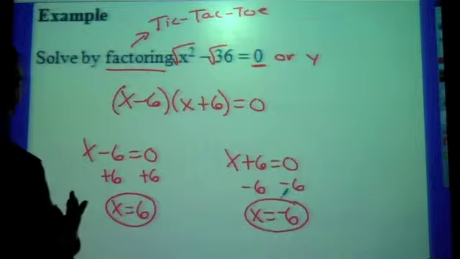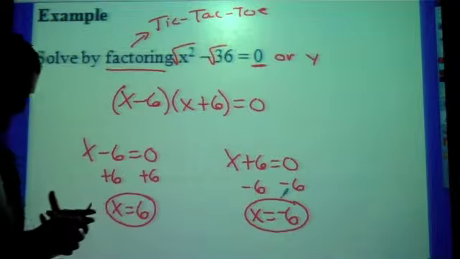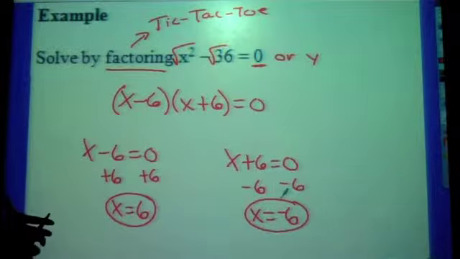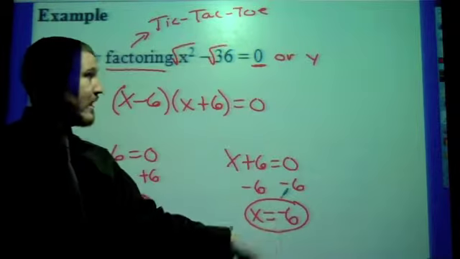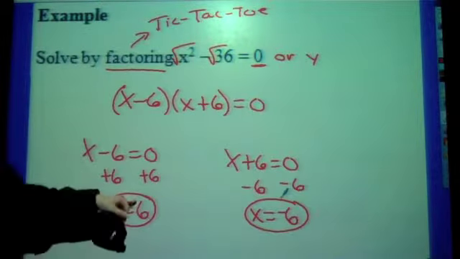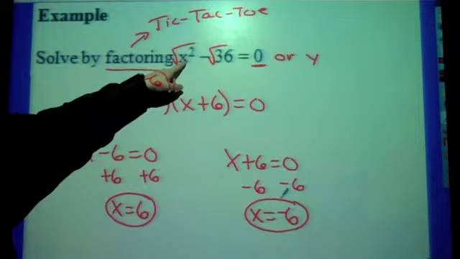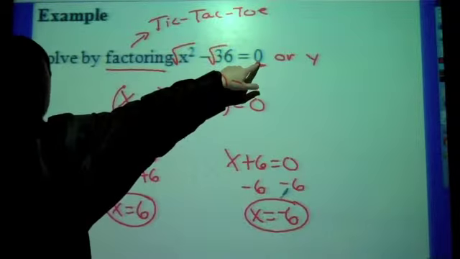Once you solve for x, you should come up with two answers, just like when we did completing the square and when we did the quadratic formula. You're going to have two answers. X equals 6, x equals negative 6. You can check this by taking your answers, plugging them back into x, and making sure that it equals 0.